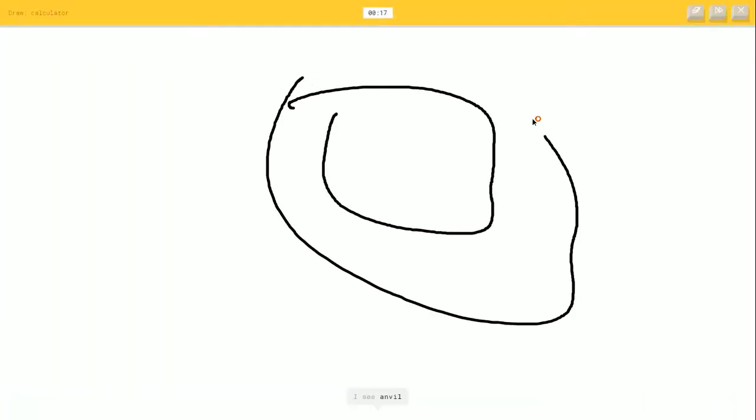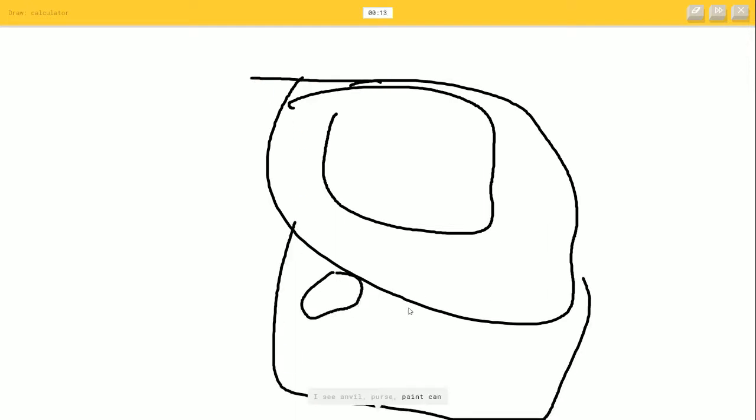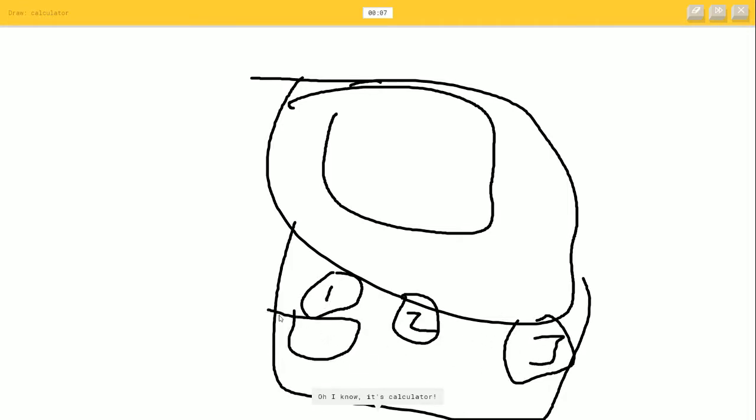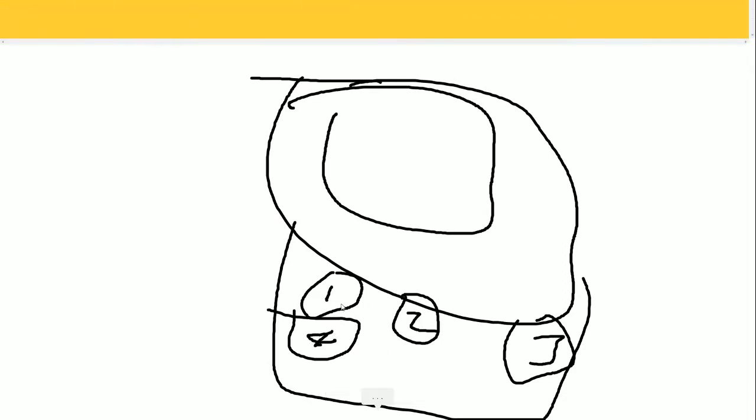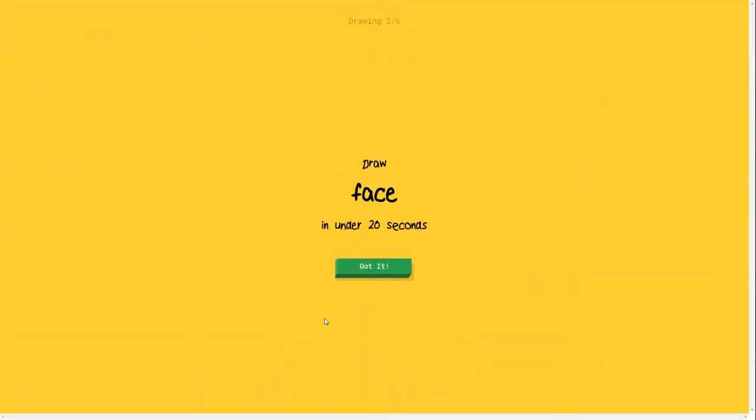Well, then, we'll just do this again. Let's just draw this a bit weirder. A bit different. It's calculator. There you go. See, you don't have to look, it doesn't have to look the best, but as long as people can recognize it.